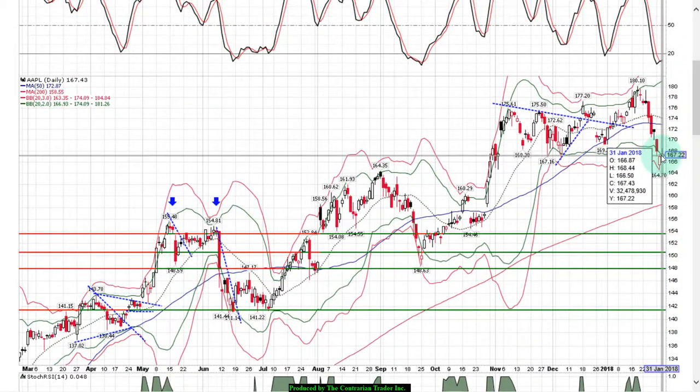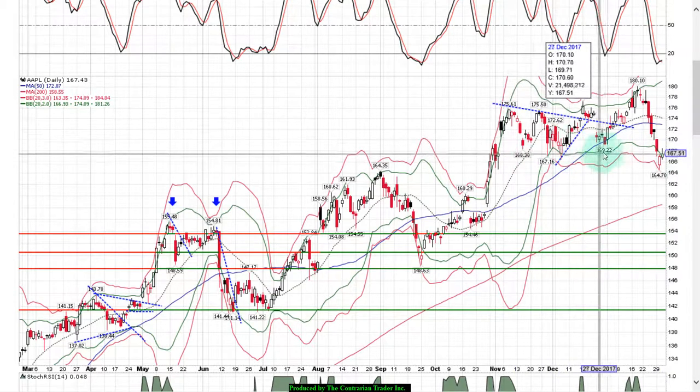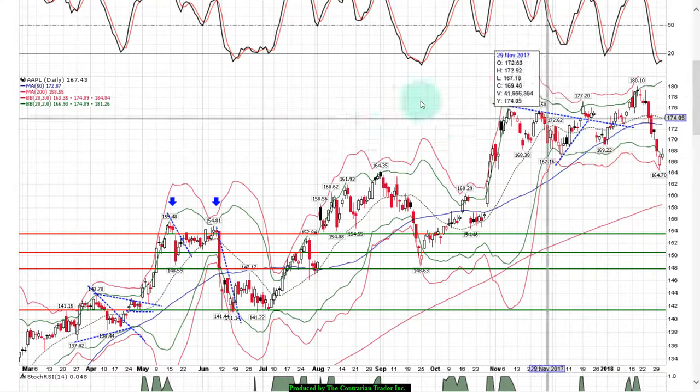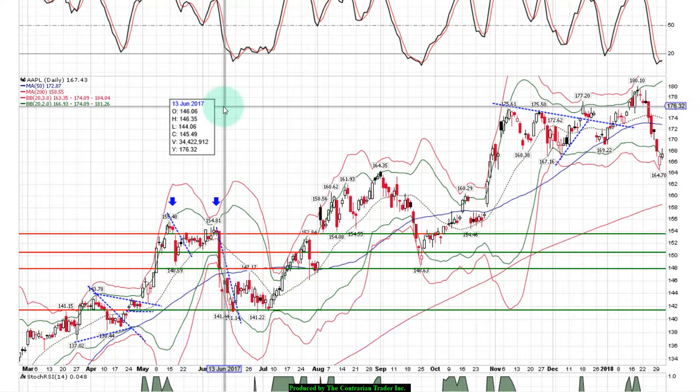Remember that we closed well off the highs of the day. So 168, which was support, is now resistance. So be careful here with Apple. I'm not saying to short it today, not in advance of earnings, but I wouldn't buy it either. I would rather buy on strength.